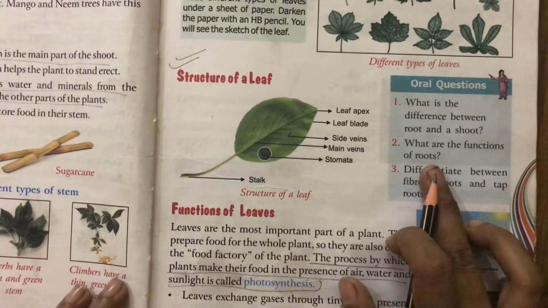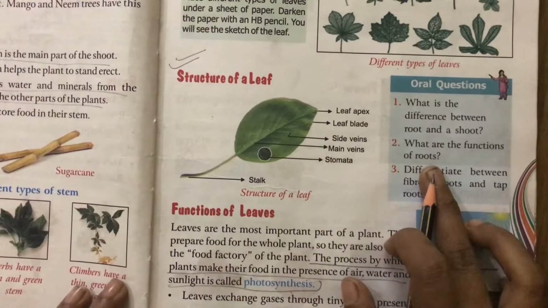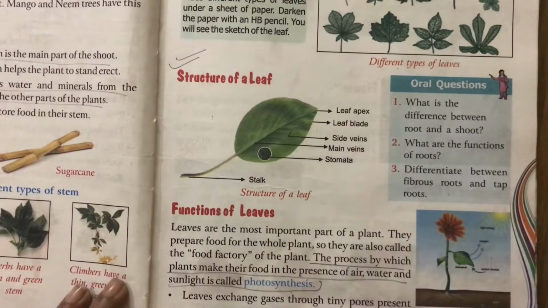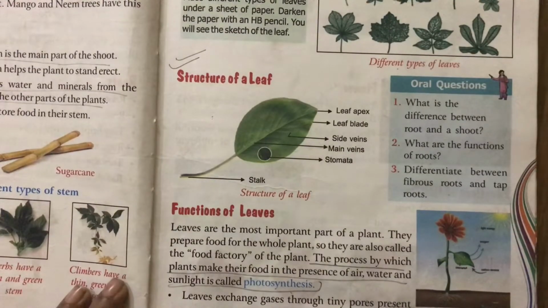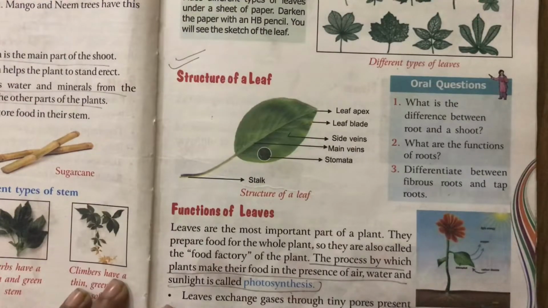What are the functions of roots? Tell me, what is the work of root? Roots grow under the ground. They absorb water and minerals from the soil and they hold the plant firmly.